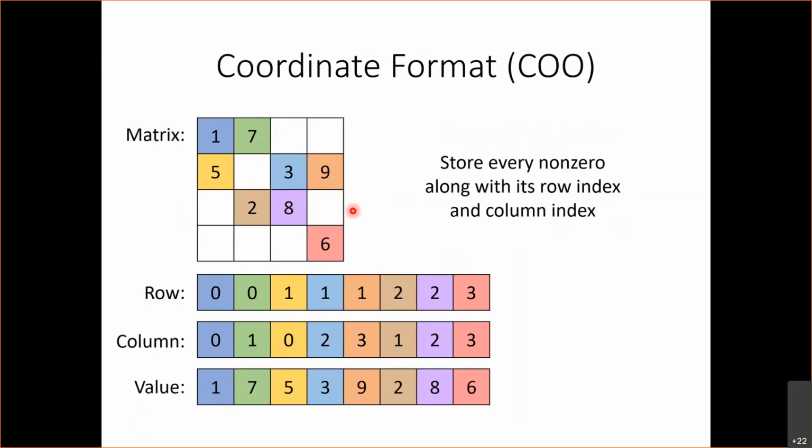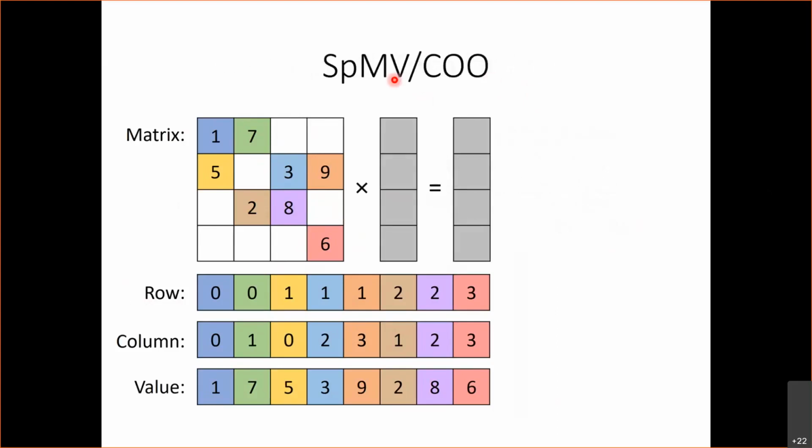Okay, so having seen the COO format, now let's take a look at how we can use the COO format to perform SPMV, or sparse matrix vector multiplication. So let's say I have this sparse matrix, and I would like to multiply this sparse matrix by this dense vector to produce this dense vector.